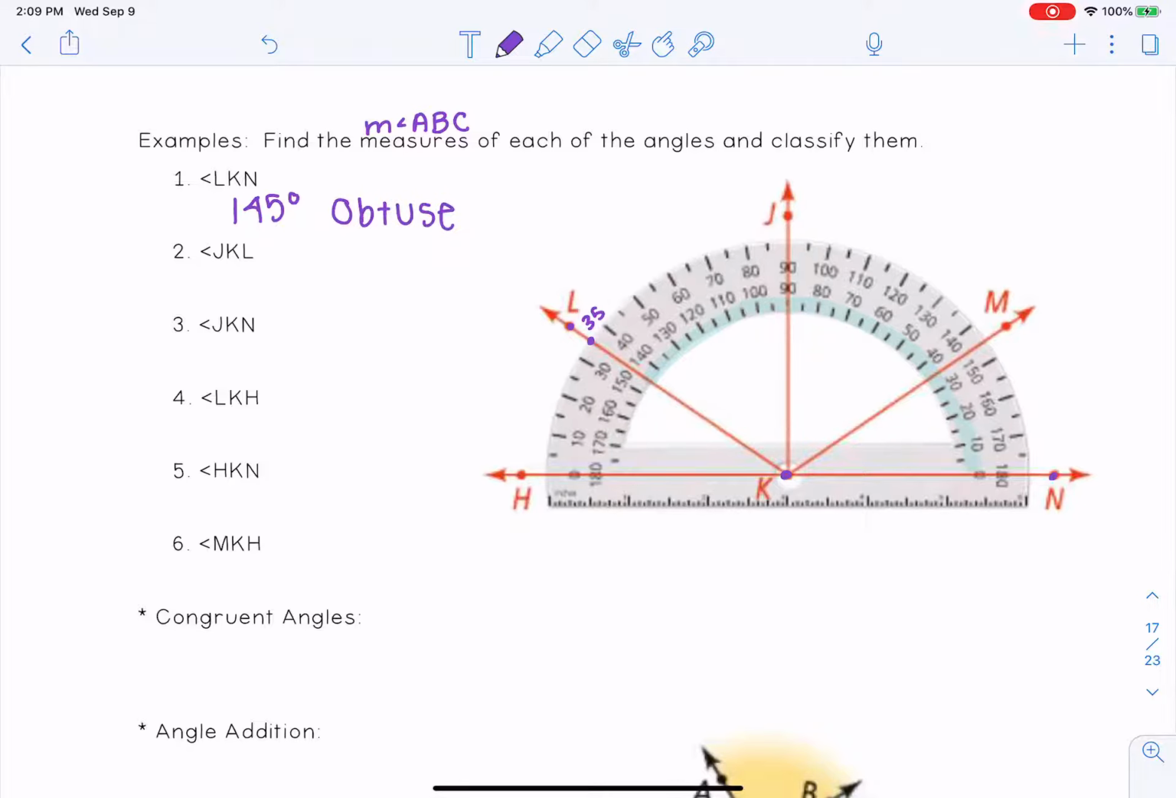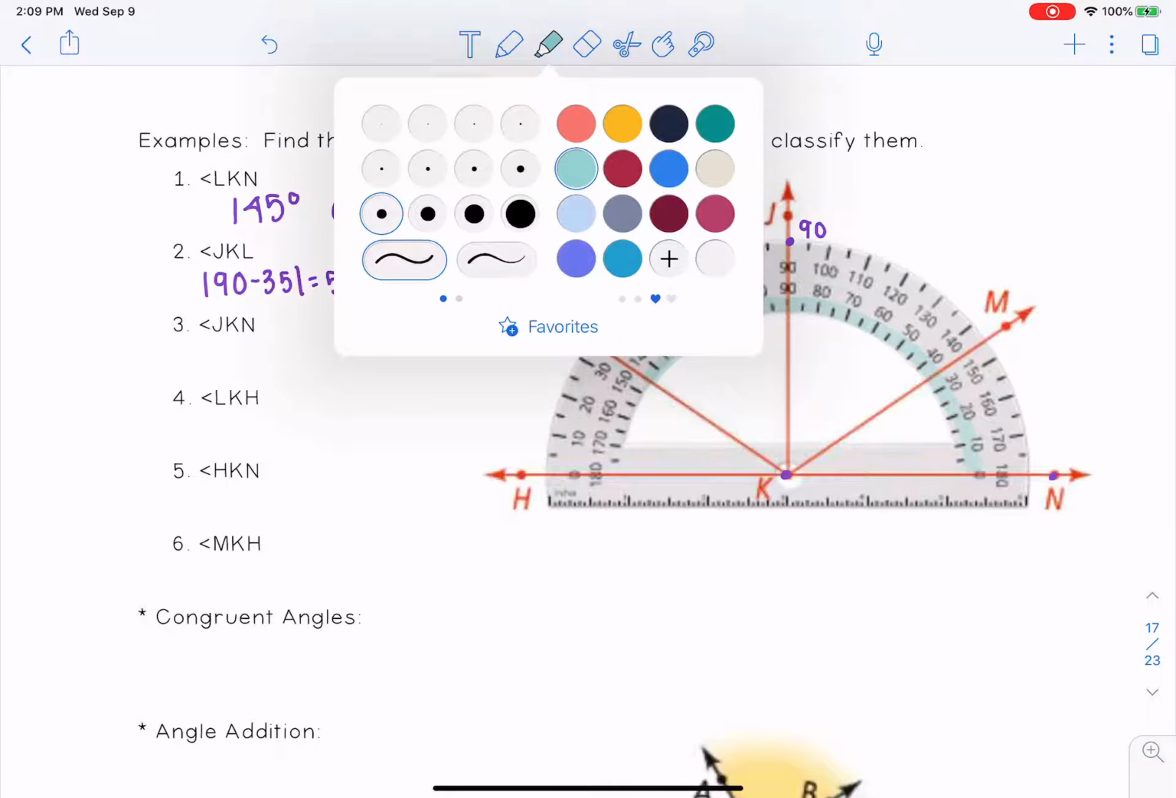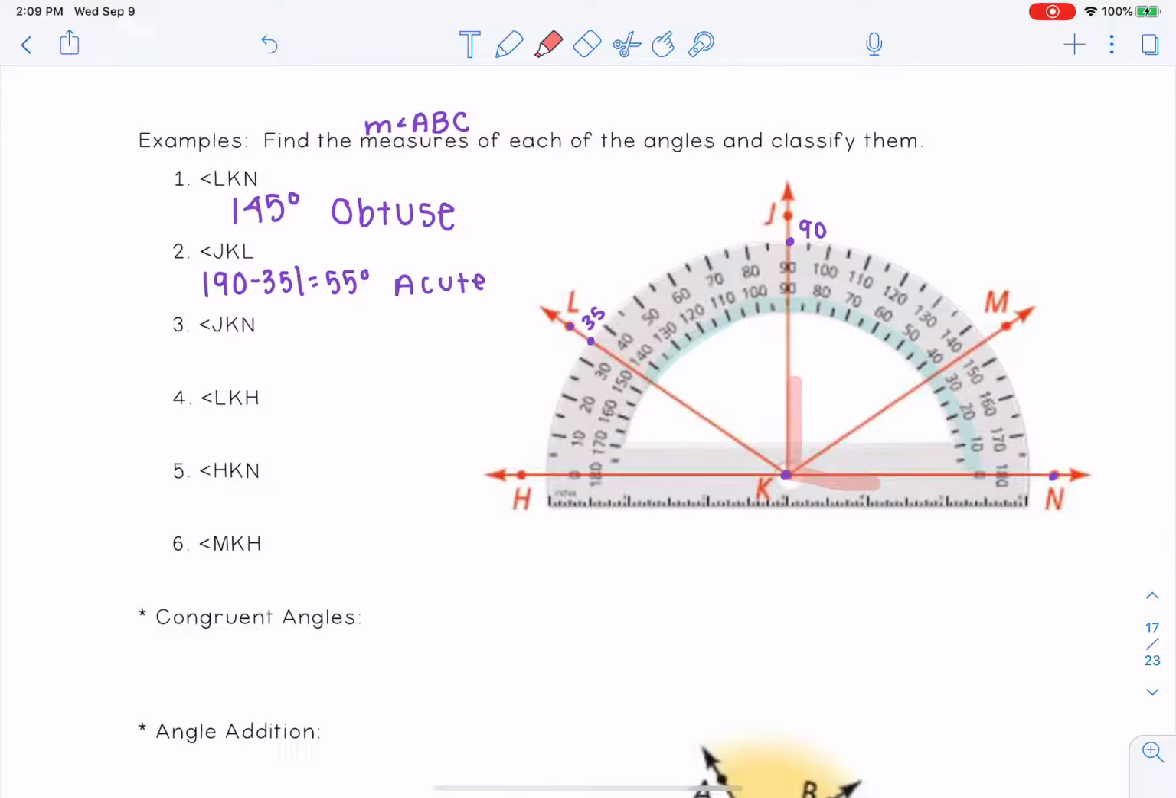Angle JKL is this angle right here. So that goes from 90 to 35, so we can say 90 minus 35, which is 55 degrees, which is acute. It's less than 90. Angle JKN is this angle right here, which is 90 degrees, which is right.